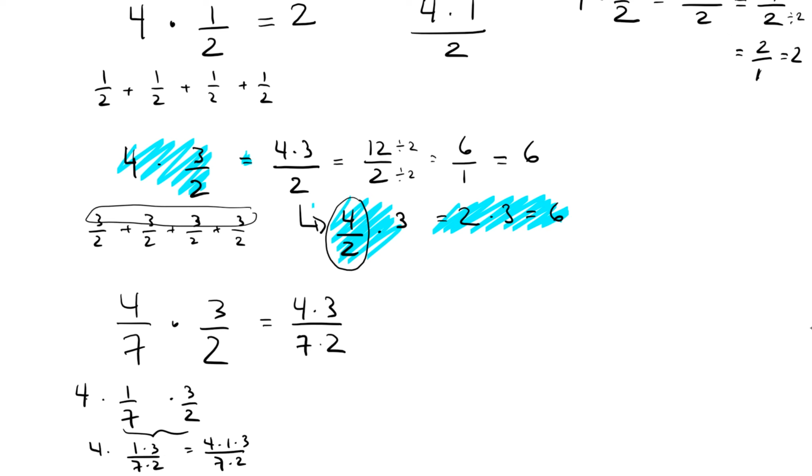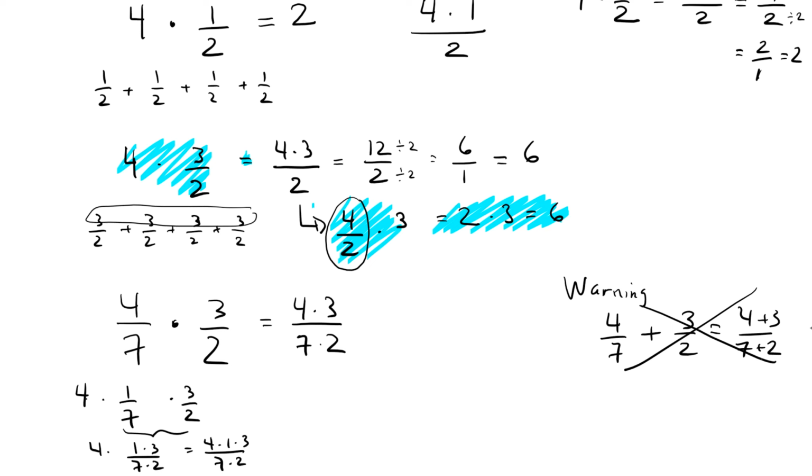Warning. Once we see that rule, students start applying this rule to addition, and that's not going to work with addition. So if I do this, that's not 4 plus 3 over 7 plus 2. So that's a big no. What I just said only works if you have a multiplication. So 4 over 7 times 3/2, yes, you can multiply the numerator, multiply the denominator. But only if it's a multiplication.